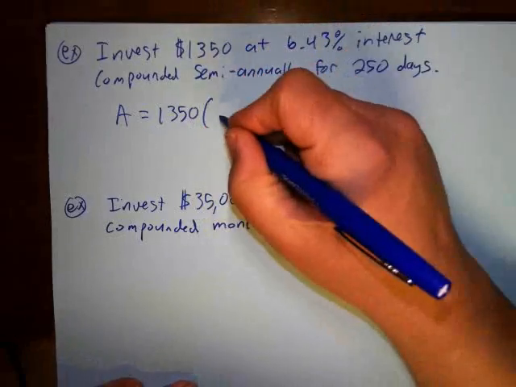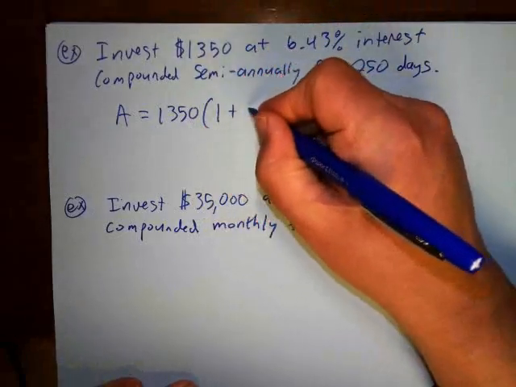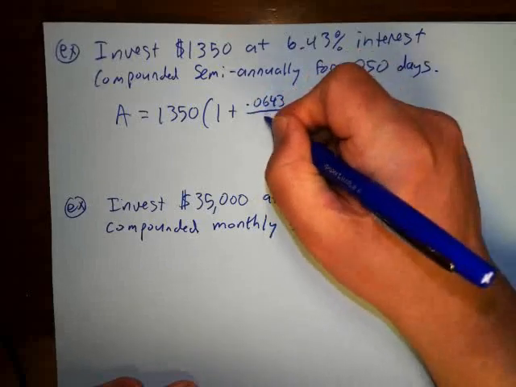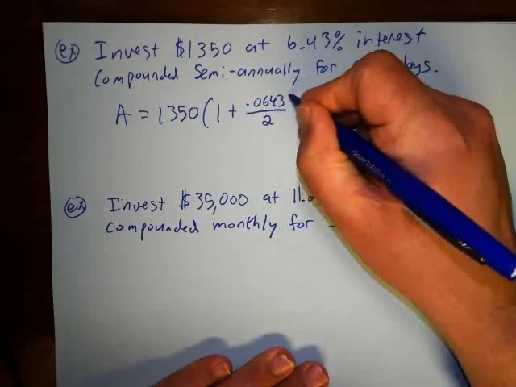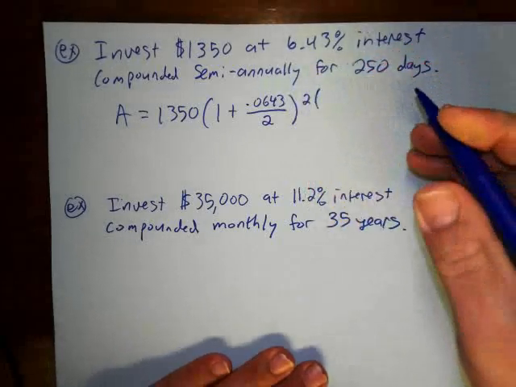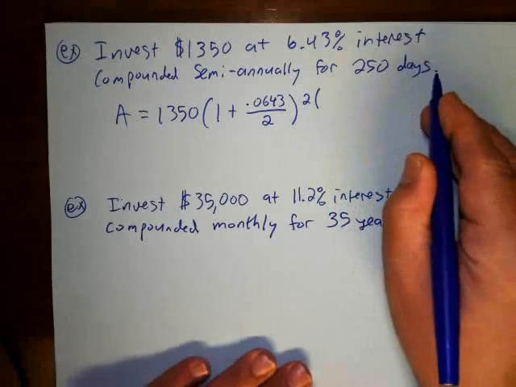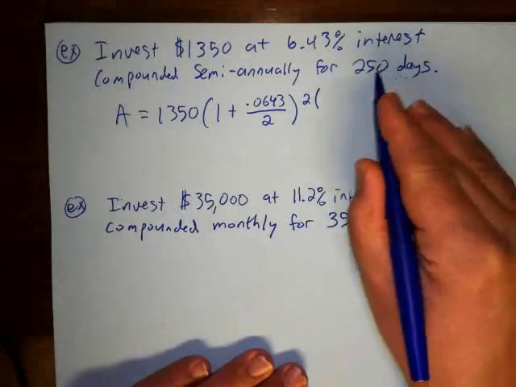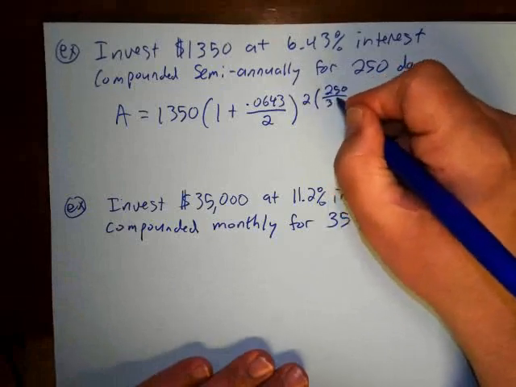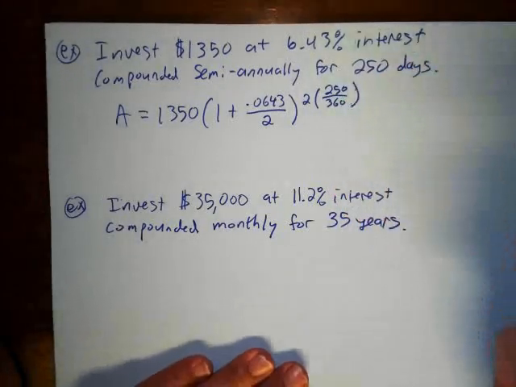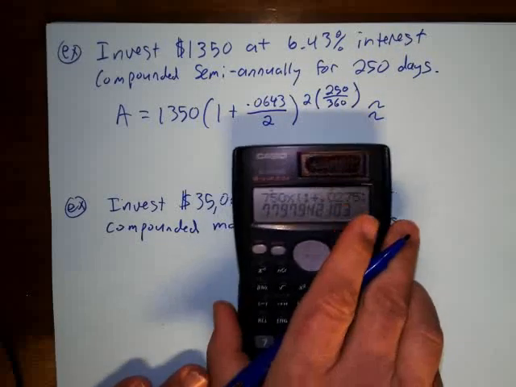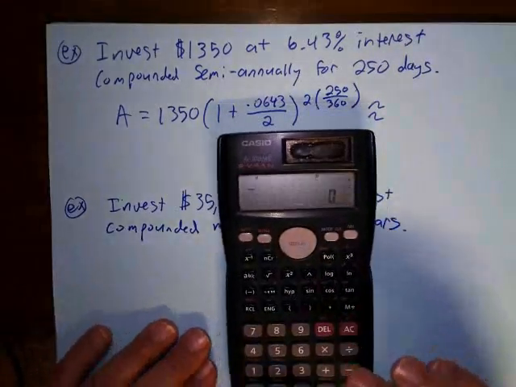So I got $1,350 times 1 plus 0.0643 divided by 2. And then I'm going to raise this to 2 times. This is for 250 days, so I got to use the banker's rule to convert that into years. So 250 divided by 360. Okay, so I'm just going to put this in my calculator, and you can see how it looks.